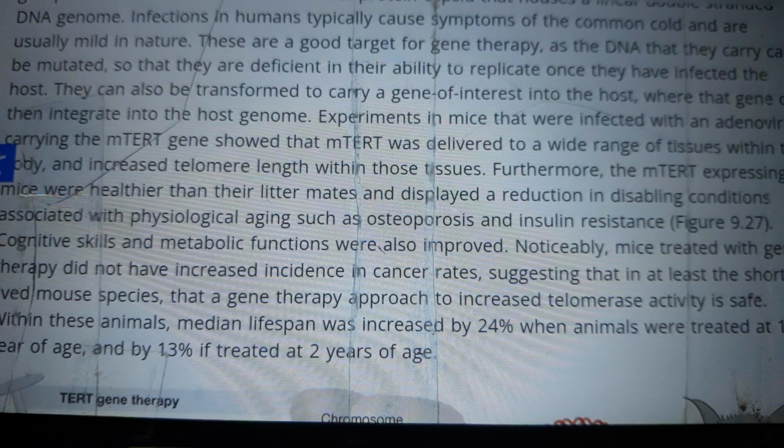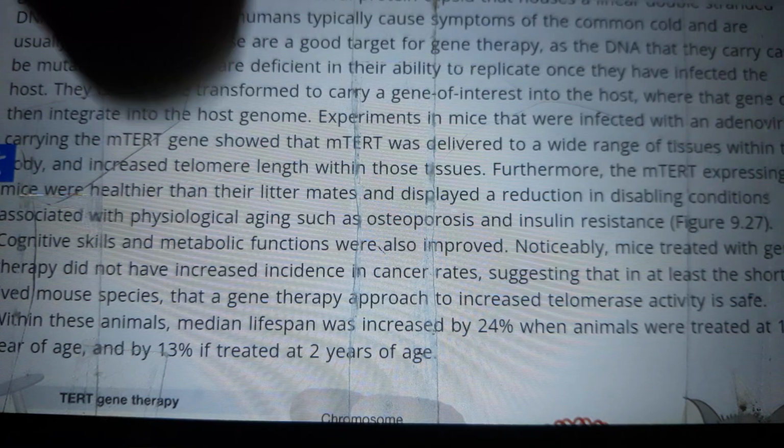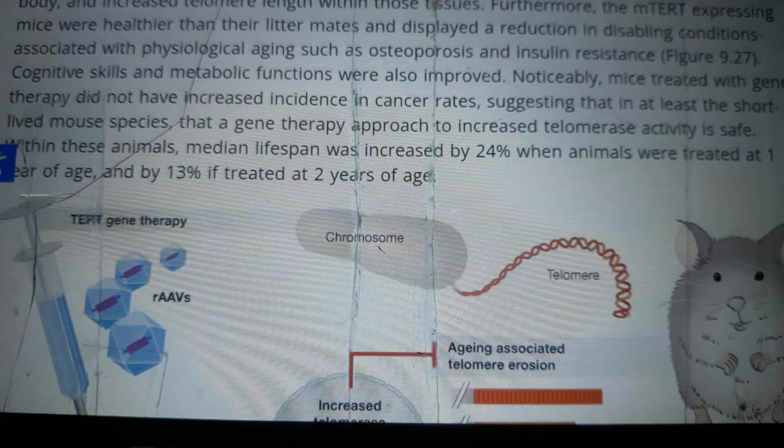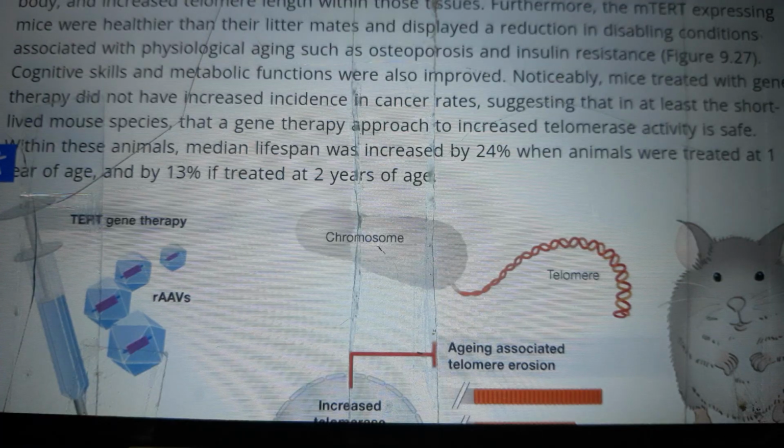Experiments in mice that were infected with an adenovirus carrying the mTERT gene showed that mTERT was delivered to a wide range of tissues within the body and increased telomere length within those tissues. Furthermore, the mTERT-expressing mice were healthier than their littermates and displayed a reduction in disabling conditions associated with physiological aging, such as osteoporosis and insulin resistance. Cognitive skills and metabolic functions were also improved.